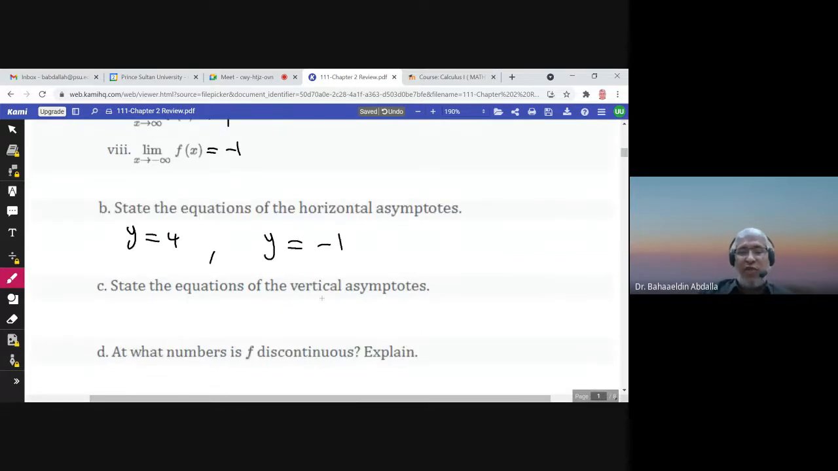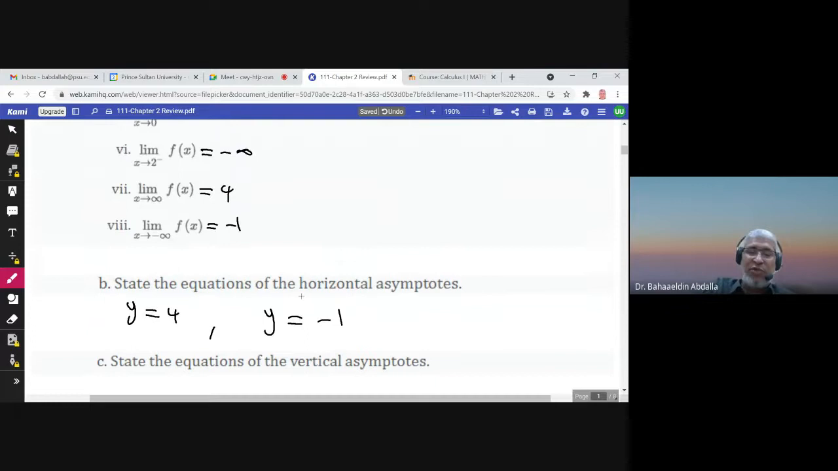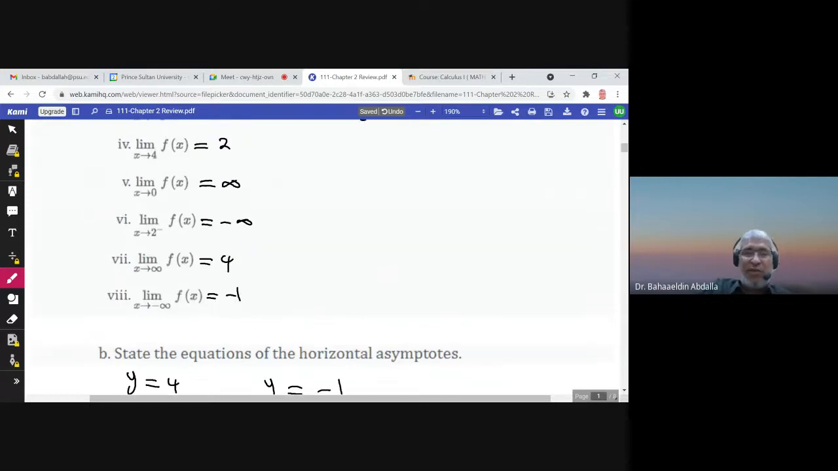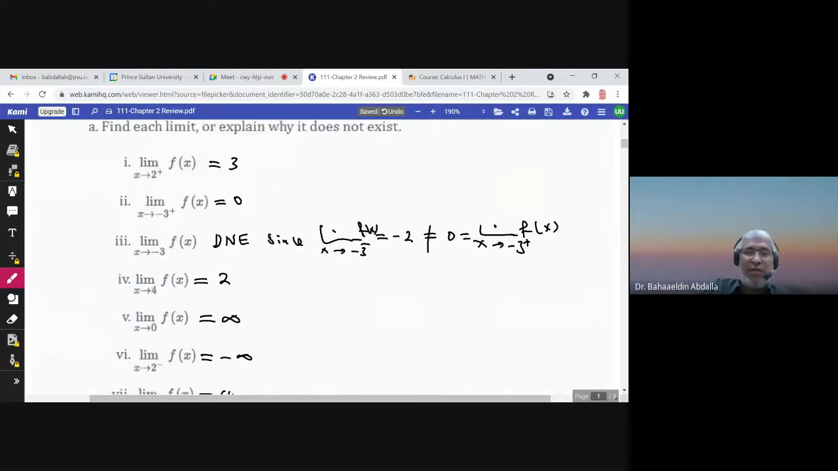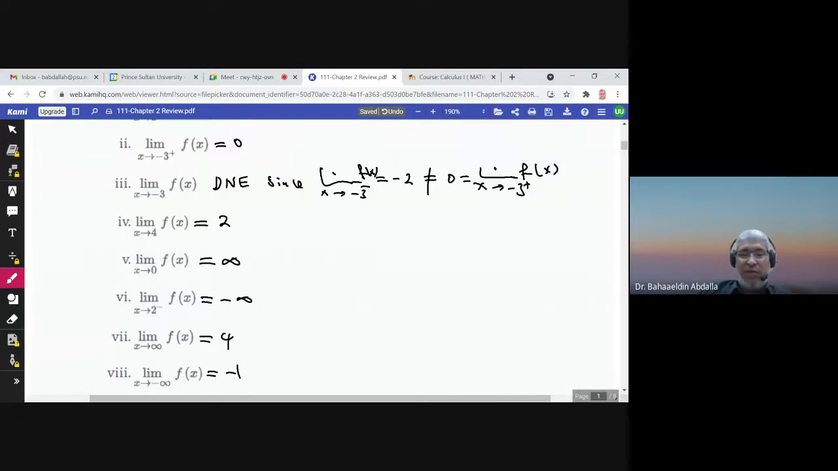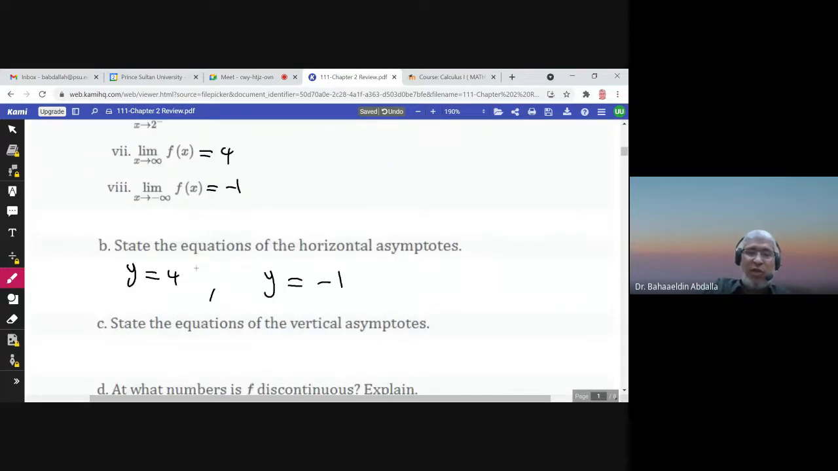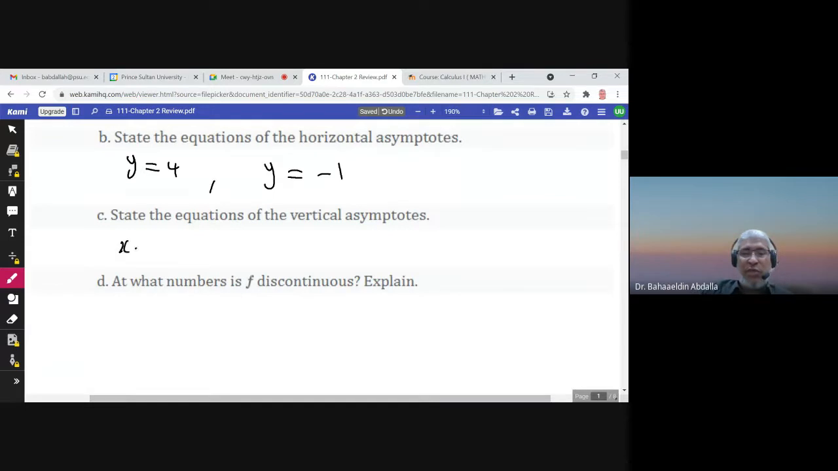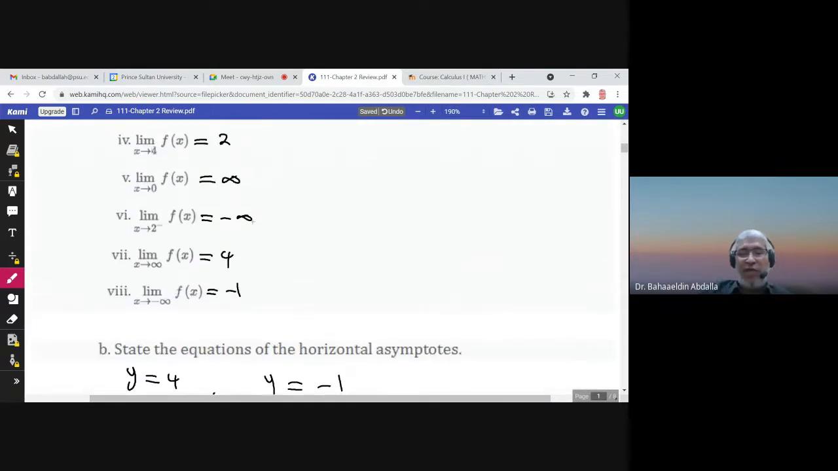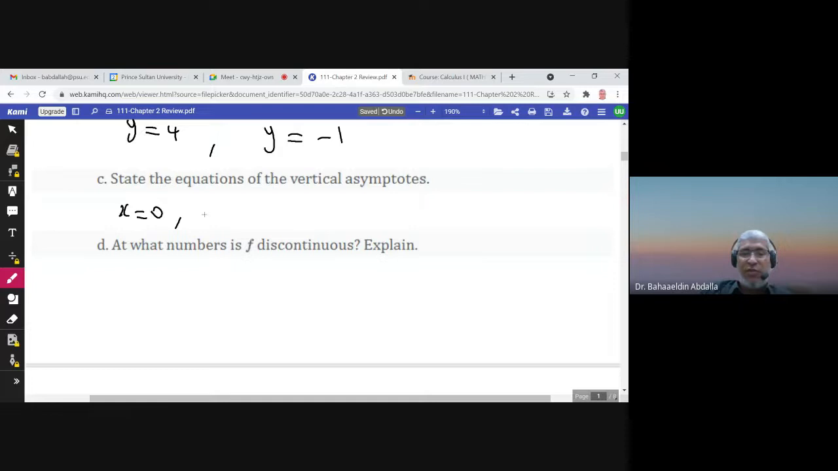State the equations of the vertical asymptotes. Vertical asymptotes, infinite limits. So any infinite limit. Yeah, we have infinite limit here when x approaches 0. So the line x equals 0 is a vertical asymptote. And also we have negative infinity here. So the line x equals 2 is a vertical asymptote.